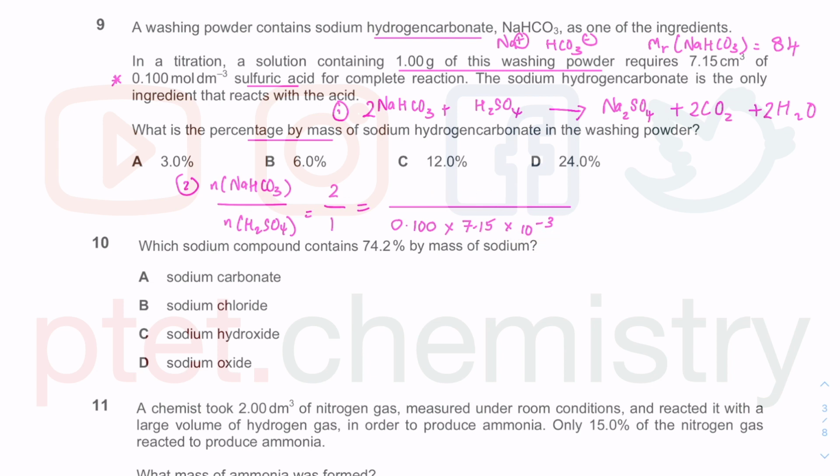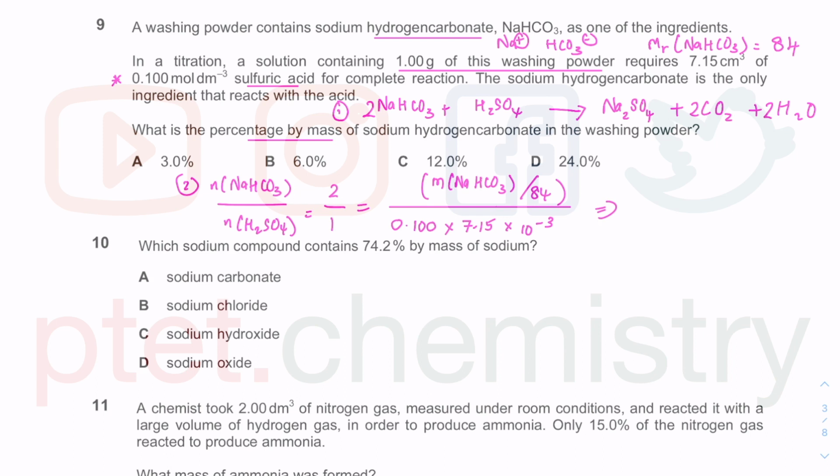On the top there, I want the mass of NaHCO3 divided by the MR, which I did calculate earlier to be 84. So mass over MR will give me a mole of this sodium hydrogen carbonate, which is a solid, and concentration times volume in dm cube will give me the mole of sulfuric acid.